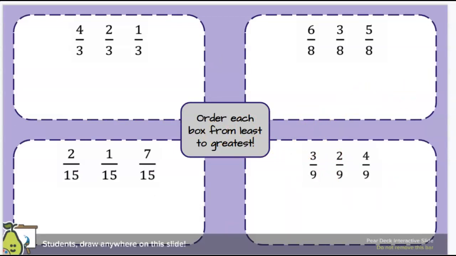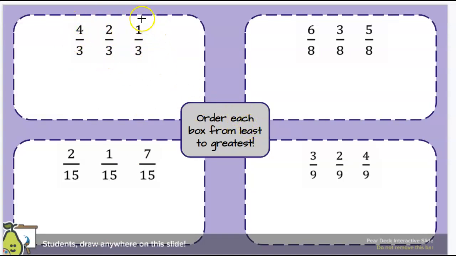So let's do some practice problems. If you are working online, I want you to pause and try to do these on your own and then come back. And if you're back, hopefully you paused it. Order each box from least to greatest. Hopefully you see they all have the same denominator, so I'm just ordering the top.